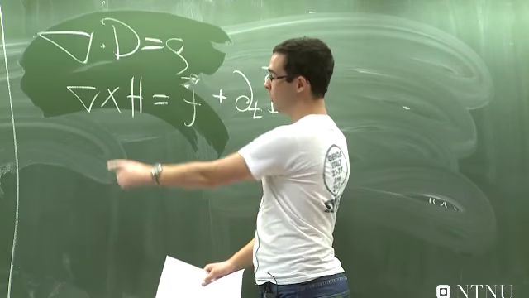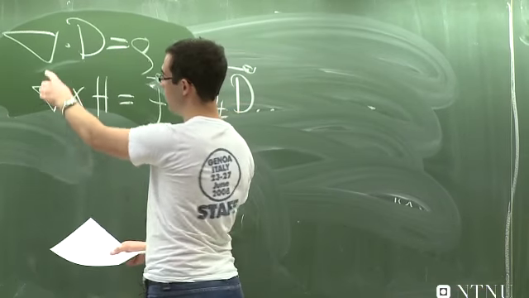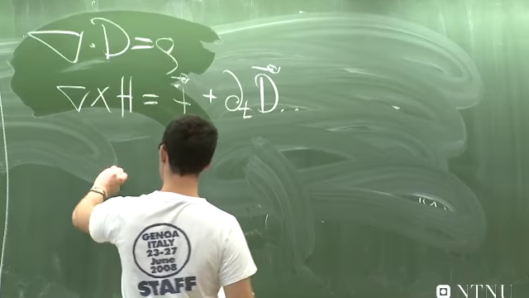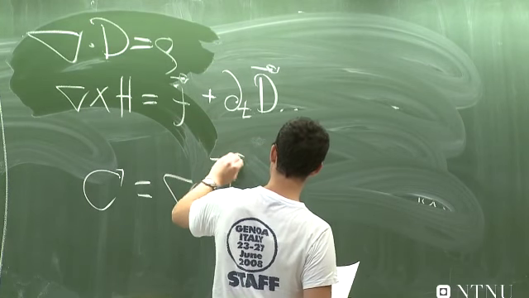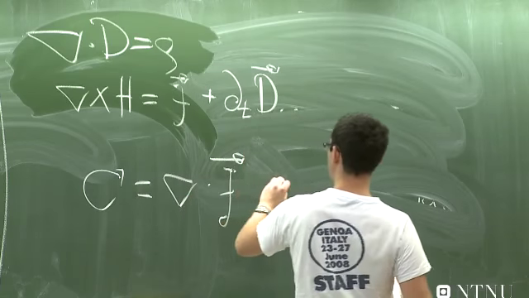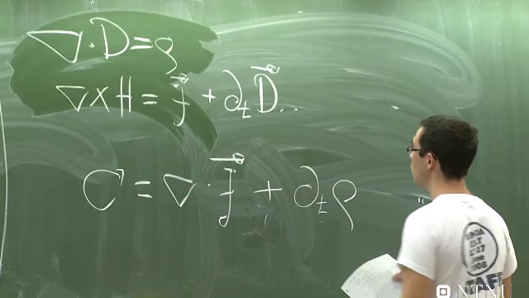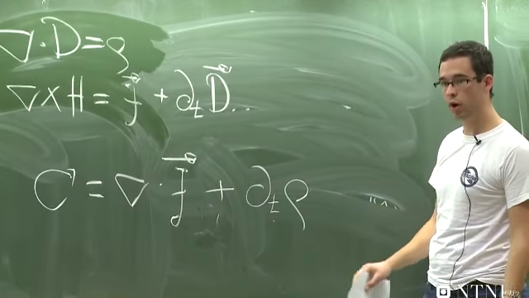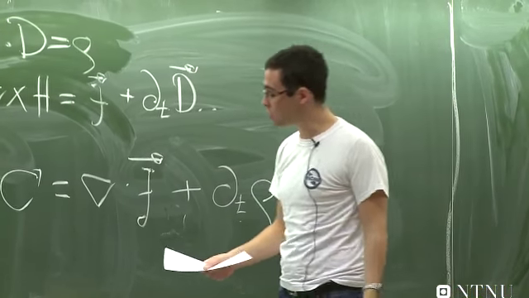Now, if I take the gradient of this equation, I could insert this one. So I'll just jump to that. And the divergence or gradient is zero. So this term is going to be zero. So the divergence of D, I just insert rho. There you go. I have the continuity equation. It pops right out of Maxwell equations.